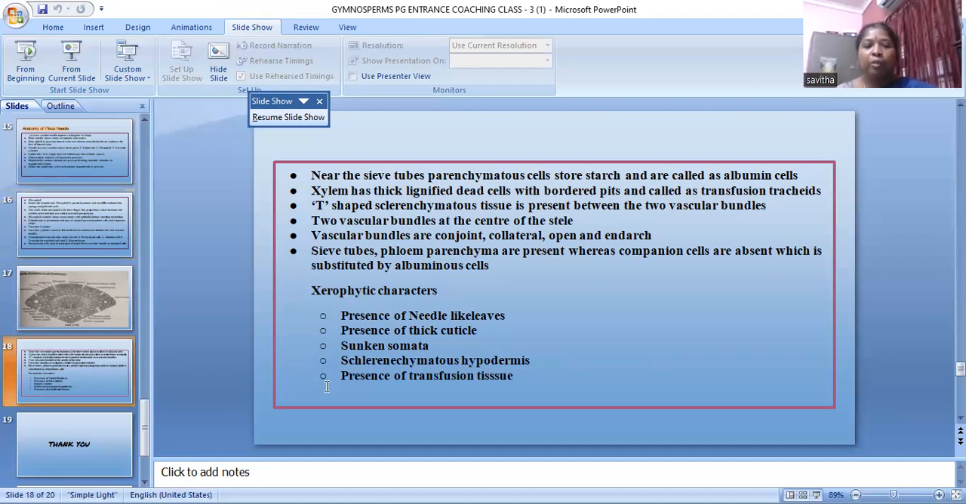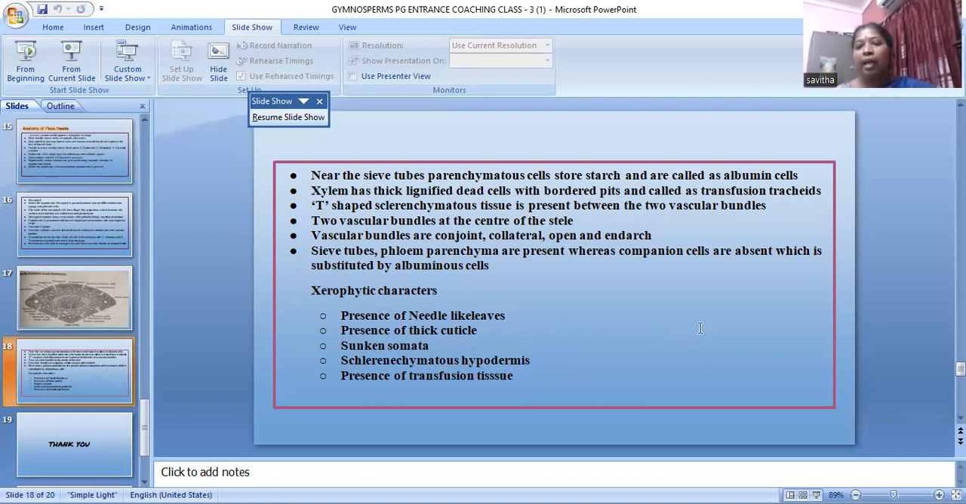The xerophytic characters of Pinus are the presence of needle-like leaves, thick cuticle, sunken stomata, sclerenchymatous hypodermis, and presence of transfusion tissue. This is all about the morphological and anatomical characters of Pinus.